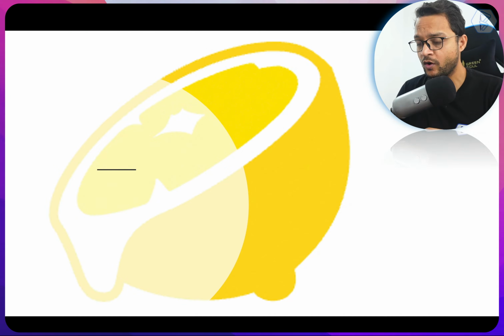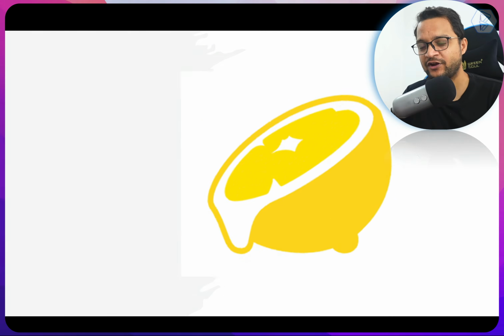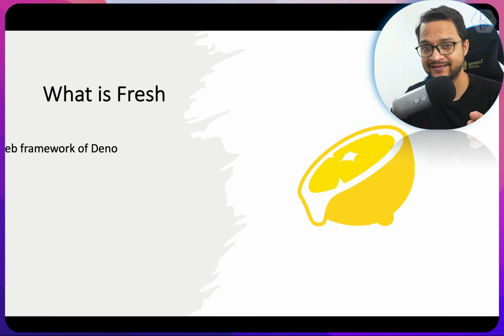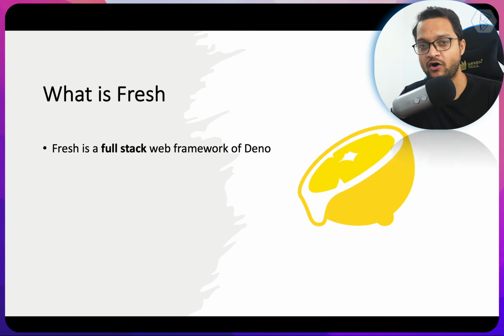Okay, so what is Fresh? Already you know, but let's understand some of the important things in Fresh. So the first important thing is Fresh is a full stack web framework of Deno. So it's full stack. That means it has both a front end and a server end on this framework. That's a really awesome thing.